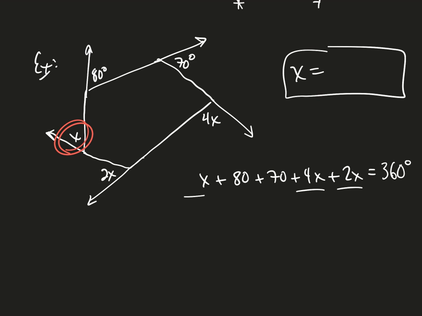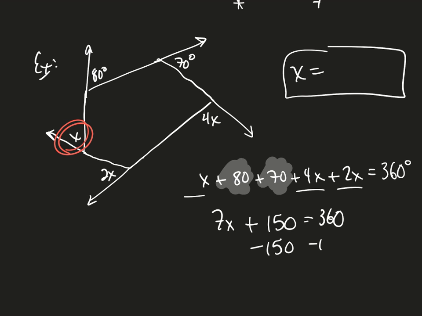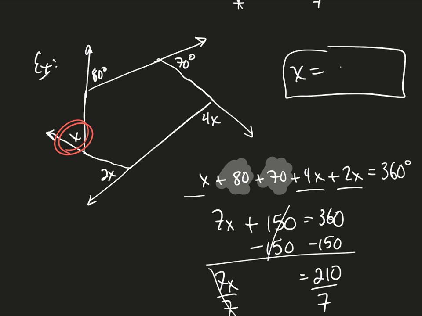1x plus 4x plus 2x, 1 plus 4 plus 2 is 7x. Then put together any numbers that are just plain old numbers. So 80 and 70, just put those two together. 80 plus 70 is 150. Then move plus 150 to the other side by subtraction. And get rid of times 7 by division. So 210 divided by 7 would give me an x value of 30.